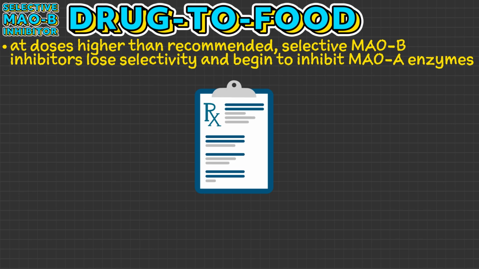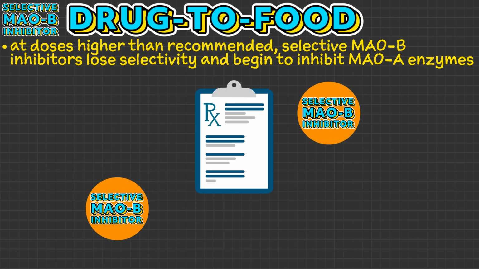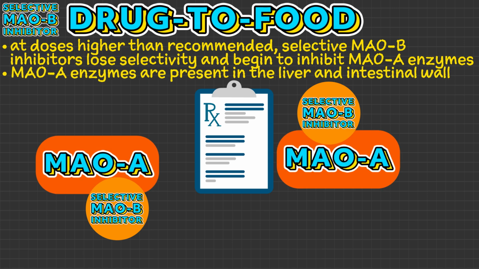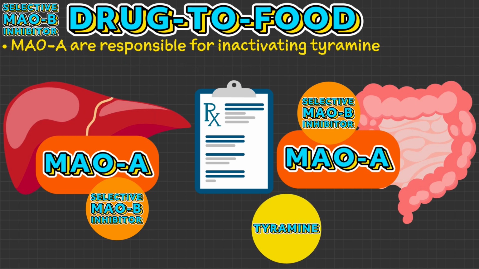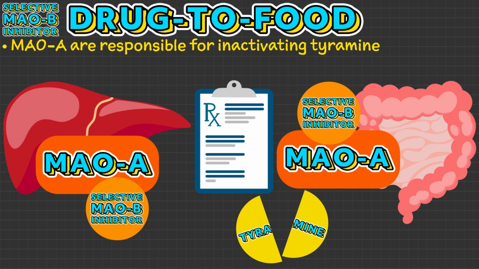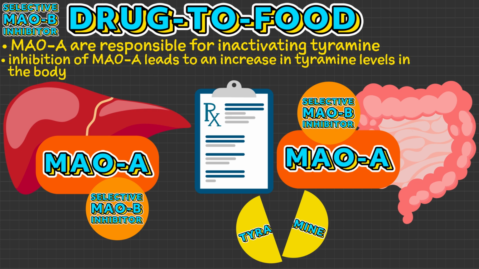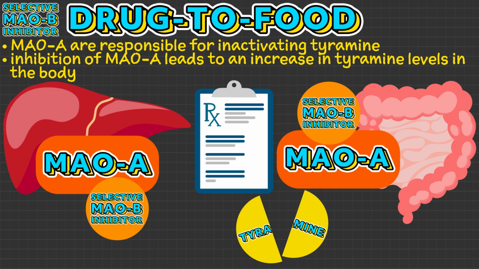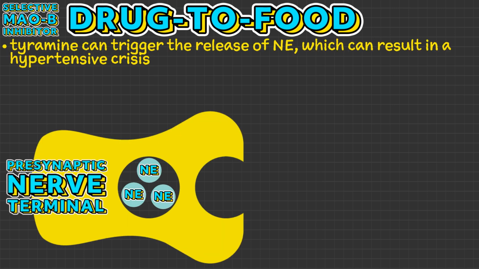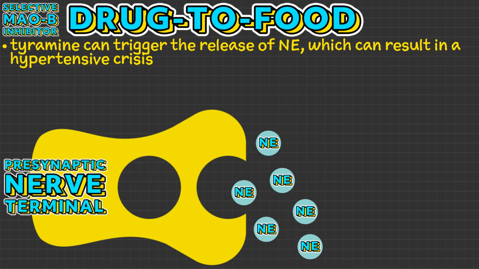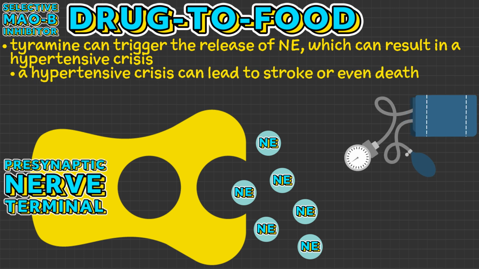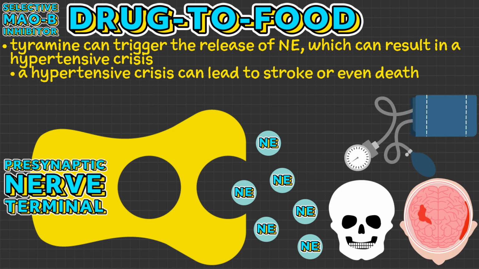At doses higher than recommended, selective MAO-B inhibitors lose their selectivity and begin to inhibit MAO-A enzymes. MAO-A enzymes are present in the liver and intestinal wall, where they are responsible for inactivating tyramine, an amino acid found in various foods. When MAO-A is inhibited, it cannot inactivate tyramine, leading to an increase in tyramine levels in the body. This is a concern because tyramine can trigger the release of norepinephrine, which can result in a hypertensive crisis, and a hypertensive crisis can lead to stroke or even death.